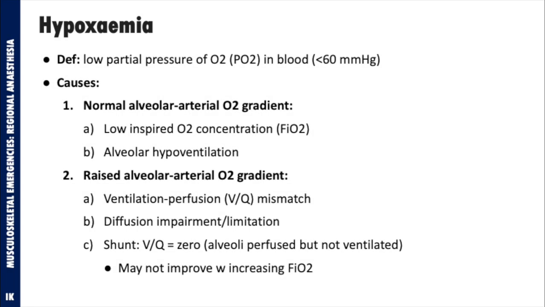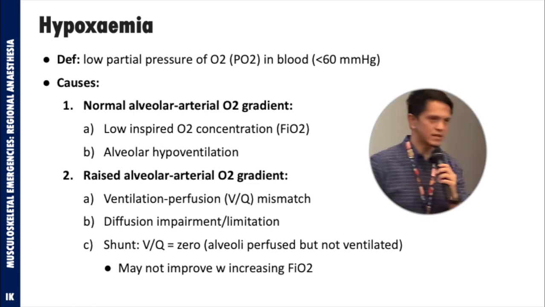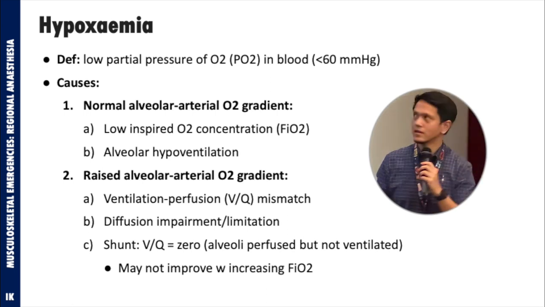Okay, hypoxemia is defined as low partial pressure of oxygen in blood, PO2 less than 60. When you talk about causes, always divide it this way: either a normal AA gradient or a raised AA gradient. Do all of you know what AA gradient is? You can easily find the calculator in your phone. It's the difference between the alveolar PO2 and arterial PO2. It uses the alveolar gas equation to calculate.